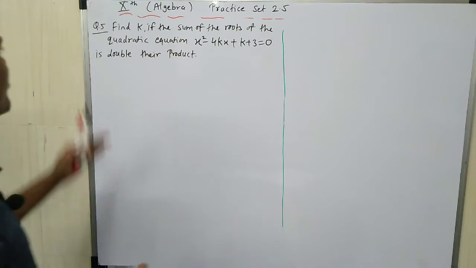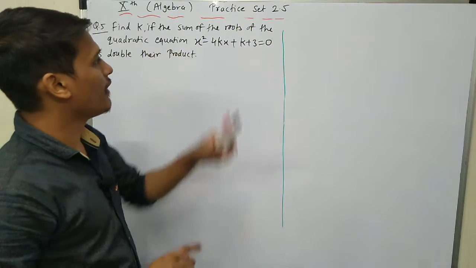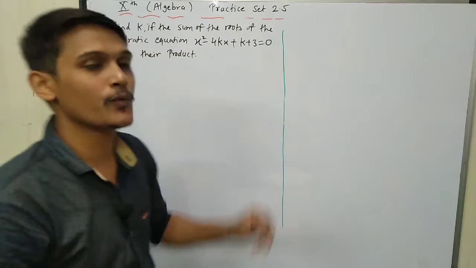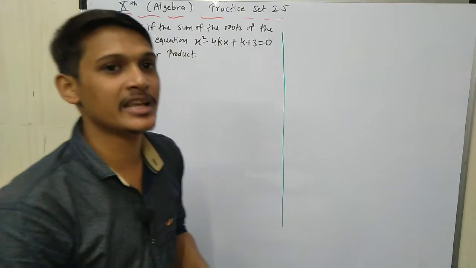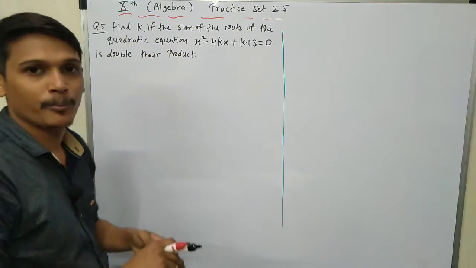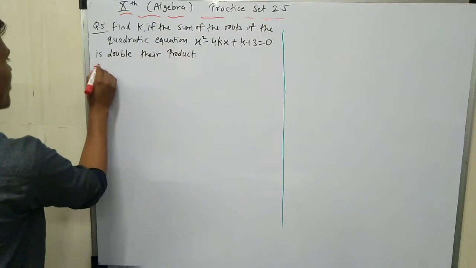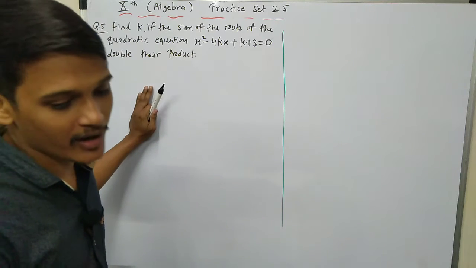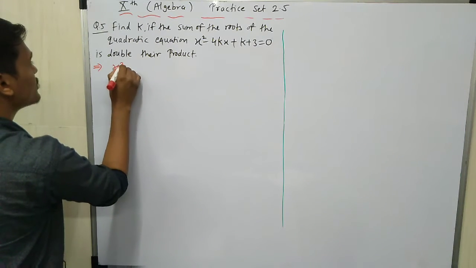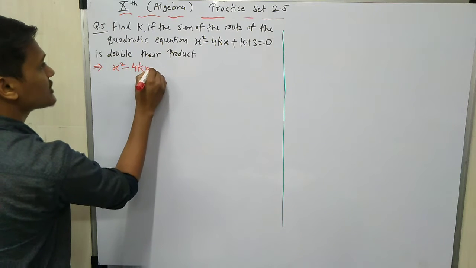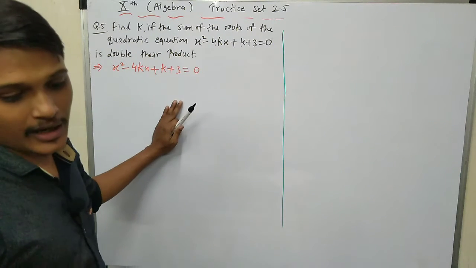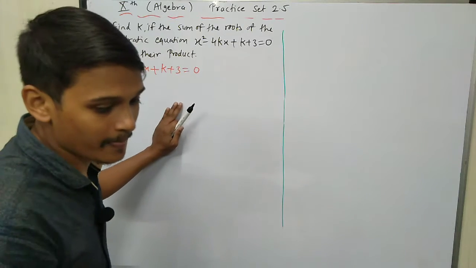Now question number 5. Find k if the sum of the roots of the quadratic equation x square minus 4kx plus k plus 3 is equal to 0 is double their product. Understood? How to solve? First you can write down the equation. The equation is x square minus 4kx plus k plus 3 is equal to 0. Understood? This is a quadratic equation.